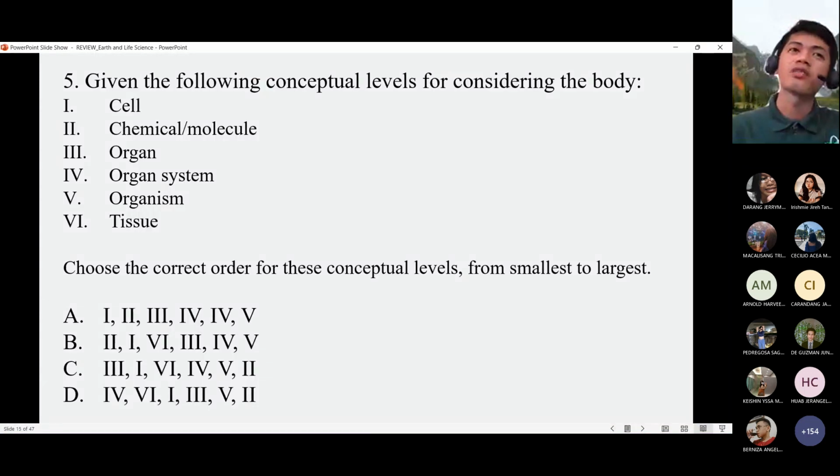Now, for the fifth question, given the following conceptual levels for considering the body, choose the correct order for these conceptual levels from smallest to largest. Cell, chemical or molecule, organ, organ system, organism, tissue. Is it A, B, C, or D?